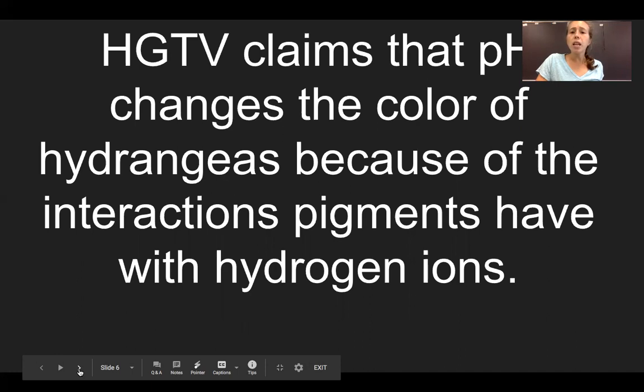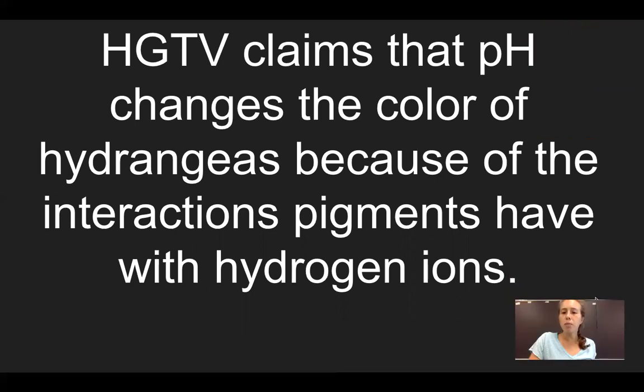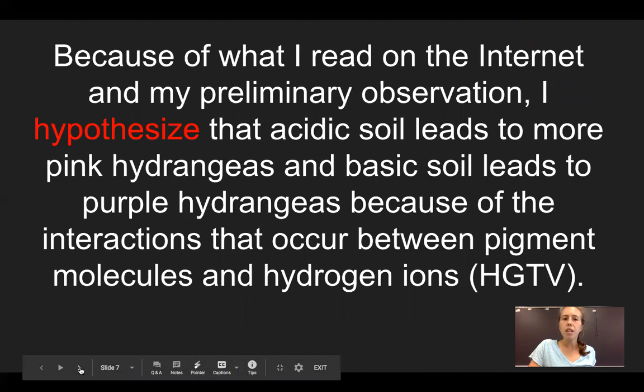HGTV claims that the pH changes the color of hydrangeas because of the interactions the pigments have with hydrogen ions. This is interesting. Because of what I read on the internet and my preliminary observation, I'm going to generate a hypothesis. It's not just based on what I observed, it's not just based on what I believe, it's based on some research. So I hypothesize that acidic soil leads to more pink hydrangeas and basic soil leads to purple hydrangeas because of the interactions that occur between pigment molecules and hydrogen ions.